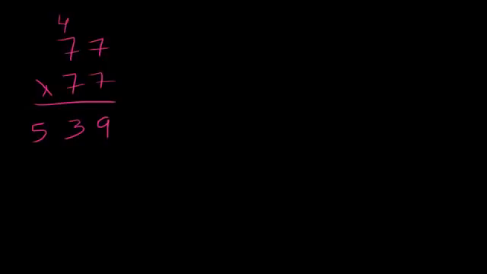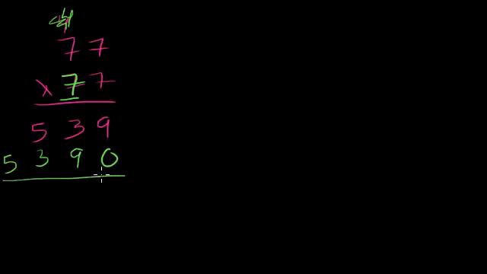Stick a 0 here. Now we're going to do this 7. 7 times, and let's get rid of this right there, because that'll just mess us up. 7 times 7 is 49. Stick a 9 there. Put a 4 there. 7 times 7 is 49 plus 4, which is 53. So notice, when we multiplied 7 times 77, we got 539. When we multiplied 70 times 77, we got 5,390. It makes sense. They just differ by a 0, by a factor of 10.